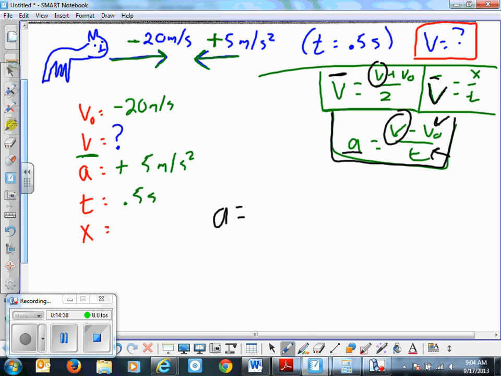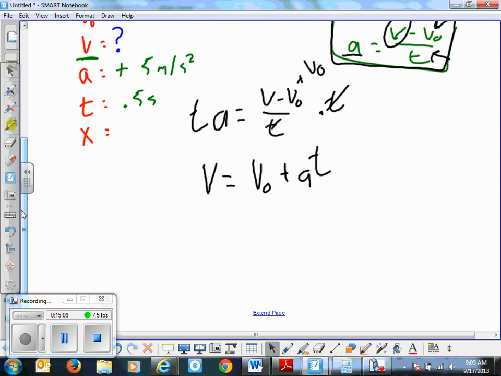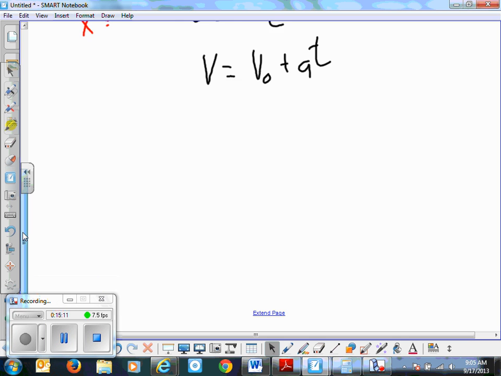So acceleration is v minus v sub naught divided by t. You can plug and chug here if you want, but I'd rather that you get used to doing the algebra with the variables. So I'm looking for v, so I'm going to solve for v, multiply both sides by t, and then add v sub naught. So v equals v sub naught plus at, which just happens to be one of what I call mother formulas, because a lot of things come from this formula.